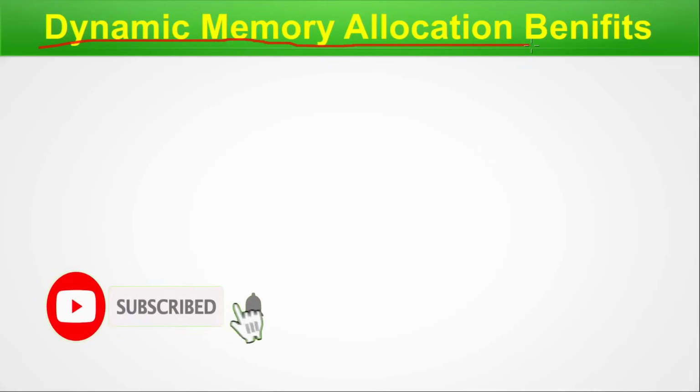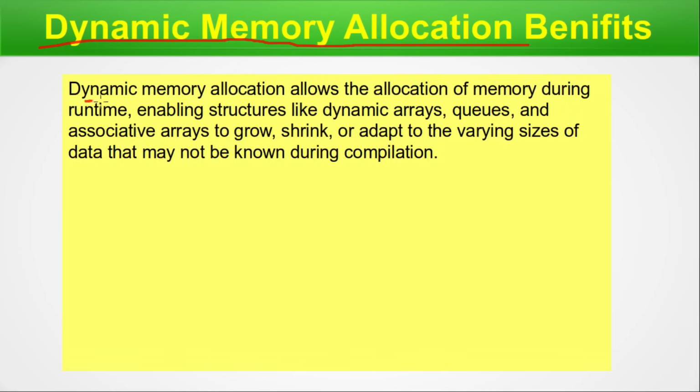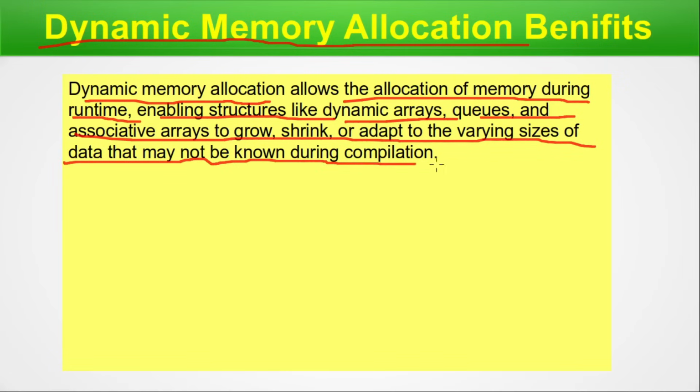Dynamic memory allocation benefits. Dynamic memory allocation provides flexibility, efficiency, and adaptability. Instead of wasting space with fixed arrays, memory is allocated only when needed and adjusted dynamically. These benefits directly translate to scalable verification, where test benches adapt to runtime conditions without hard coding the limits. Dynamic memory allocation allows the allocation of memory during runtime, enabling structures like dynamic arrays, queues, and associative arrays to grow, shrink, or adapt to the varying size of data that may not be known during compilation.